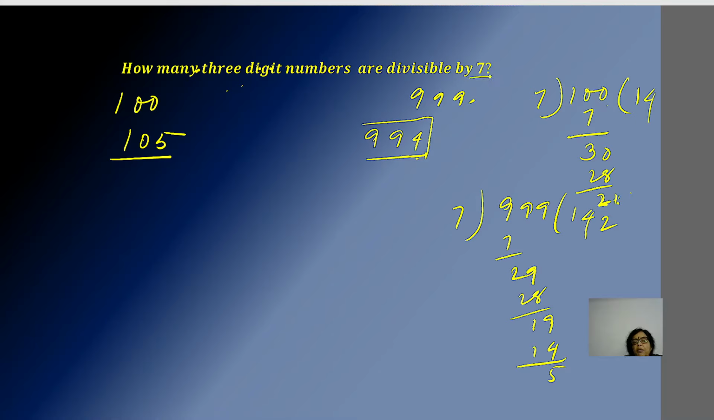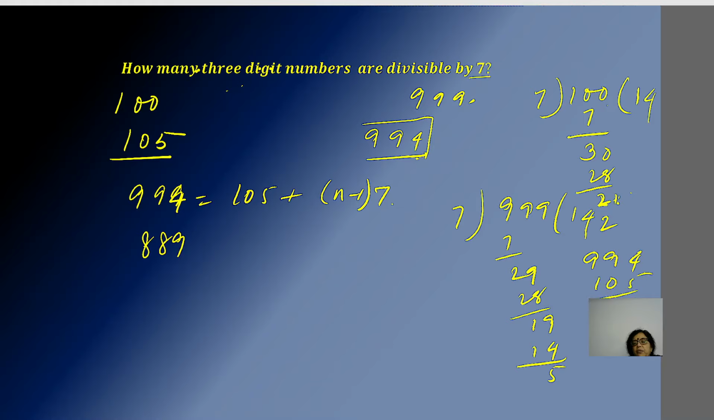Now, the common difference will be 7 between all the numbers over here. So let us see how many terms there are. 994 is equal to 105 plus (n minus 1) into 7. So if we subtract, what do we get here? 994 minus 105 gives us 889, and this is equal to (n minus 1) into 7.